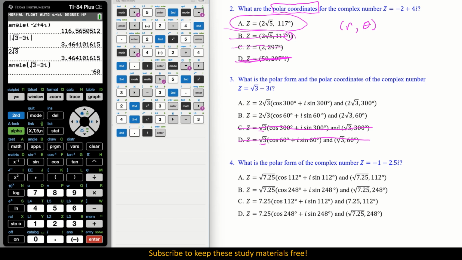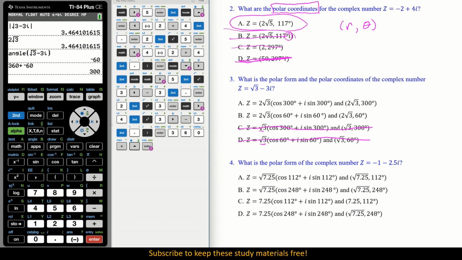Now, here's the thing. When it says minus 60, this means you need to subtract it from 360. Okay, so 360 plus, and I'm going to go up and grab it. It already has a negative on it. Pull it down, push enter. We need 300, which of course we already knew just by saying 360 minus 60. But anyway, that gives us A because 60 would not be correct.